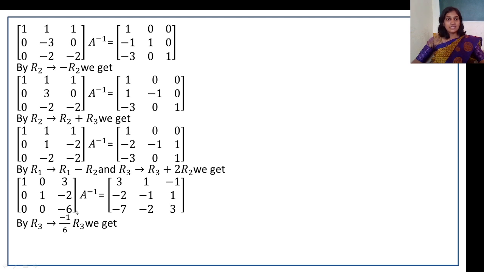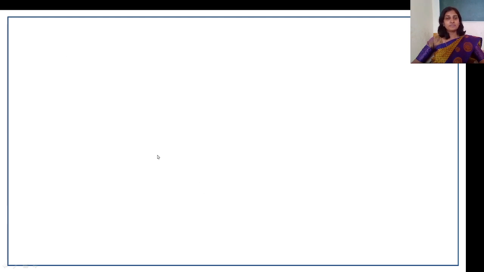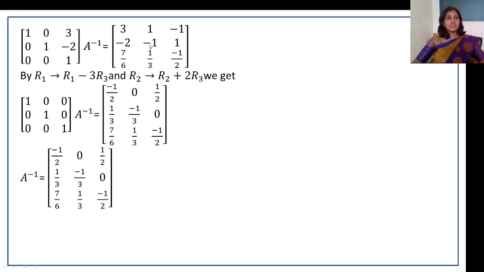Now divide this third row by minus 6, it will become 1, this minus 6 become 1. So after dividing third row by minus 6, we will get this equation. Then apply the transformation to make minus 2 and 3 into 0. So R1 gives R1 minus 3R3 and R2 gives R2 plus 2R3. We get this matrix. After applying this transformation, we get this matrix.